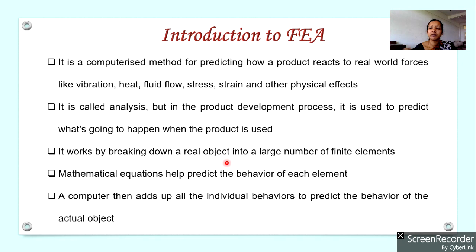Then we can individually solve those simple algebraic equations, and by combining all the solutions, we will get the solution to the entire problem, or we will get the behavior of the actual object. So this is the basis of finite element analysis. Any object is divided into a number of elements. Then the behavior is tested for each of the elements. Then by combining the behavior of all the elements, we will get the behavior of the entire object.